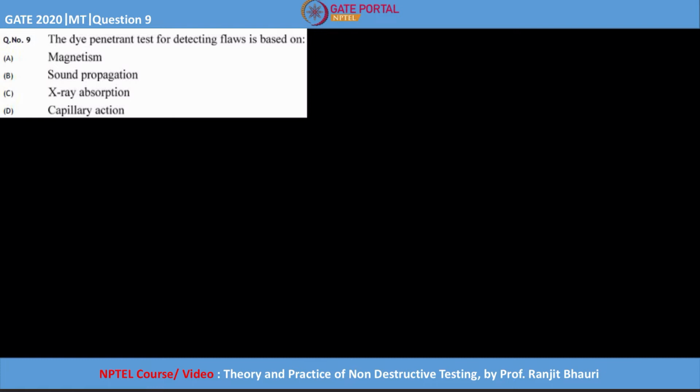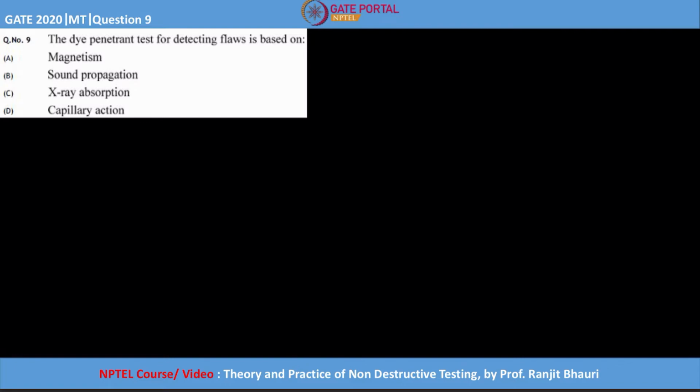Hello guys, this is a question from GATE 2020, question number 9. The question says, the dye penetrant test for detecting the flaws is based on, and we have different principles given like magnetism, sound propagation, X-ray absorption and capillary action.